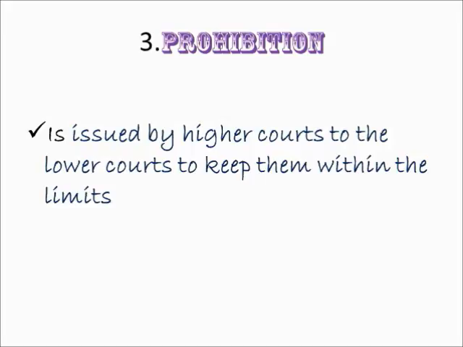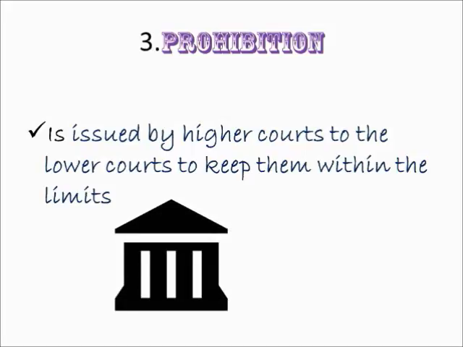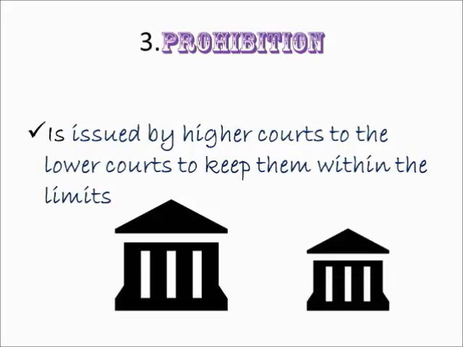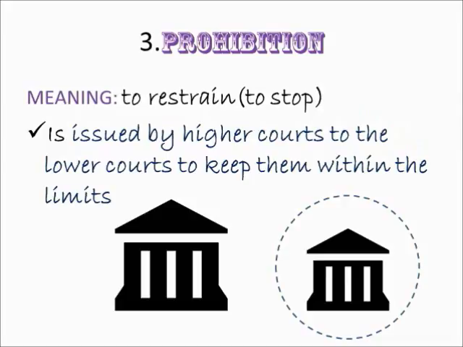The third of the writs in our constitution is prohibition, and this prohibition writ is issued by the higher courts to the lower courts to keep them within their limits. For example, a higher court can issue a prohibition writ to a lower court so that it can be kept in its limits. The meaning of prohibition is to restrain or to stop.